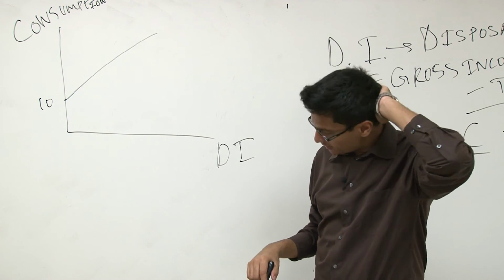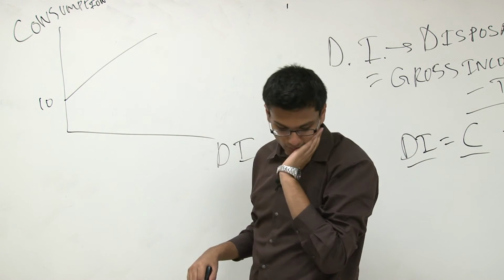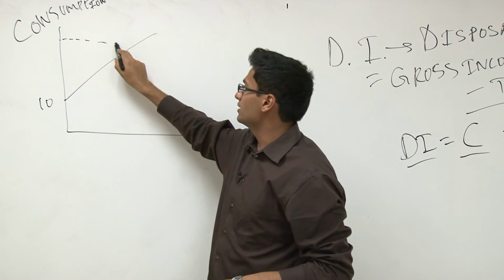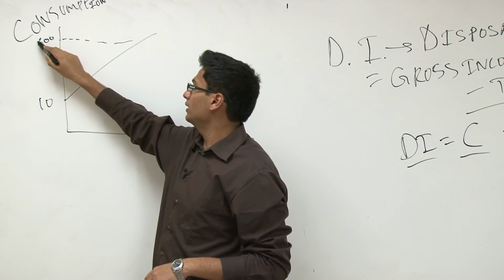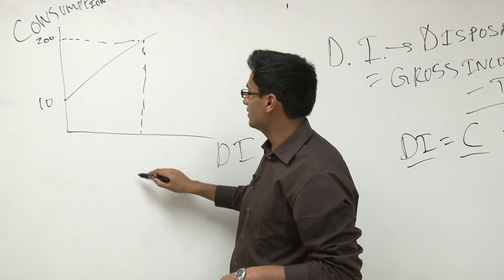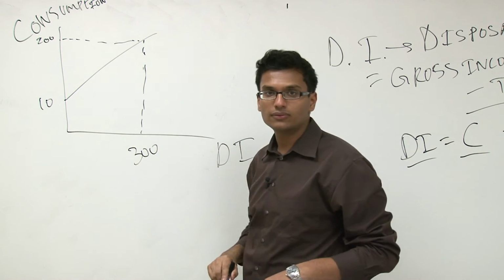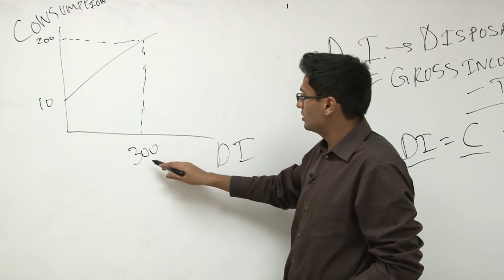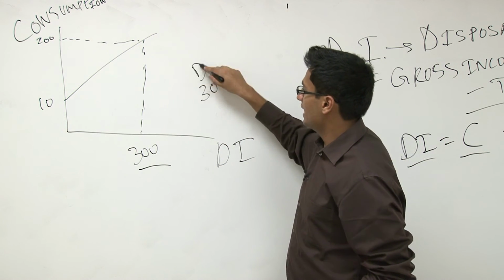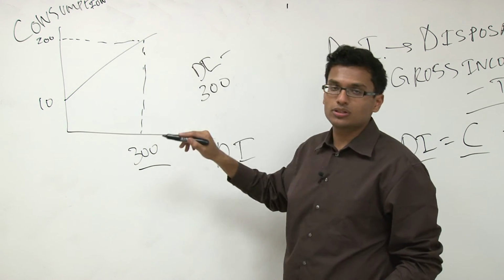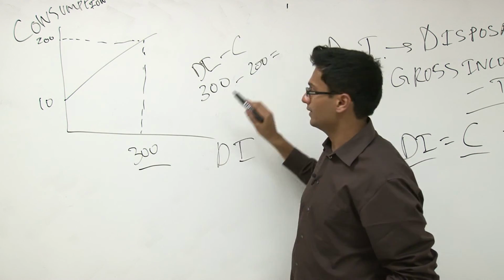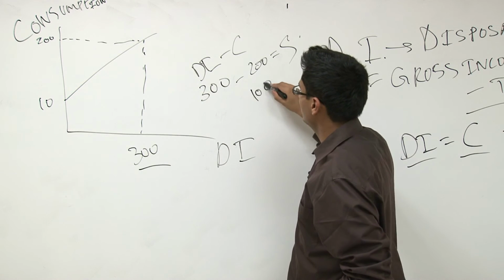And at this point, what happens is that when you see this graph, let's take this point, for example, and let's say this point is at 200. You come down here, and let's say that this is 300. You take your disposable income, what's on your x-axis? Okay, so take your DI minus your consumption, which is 200, and you get your savings, okay? And that's 100 in this case.